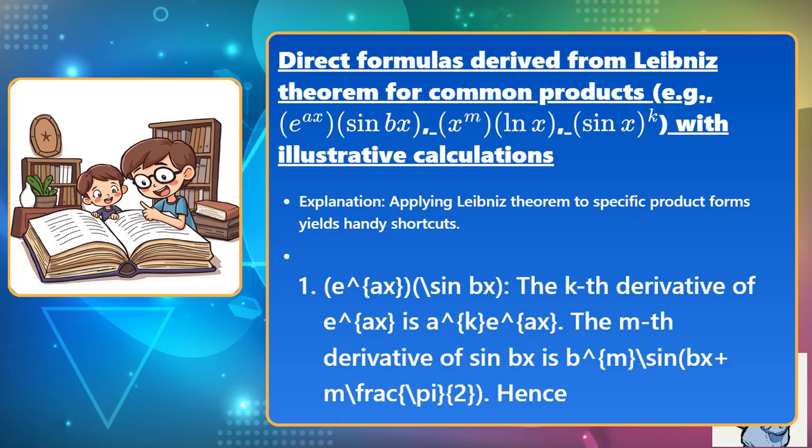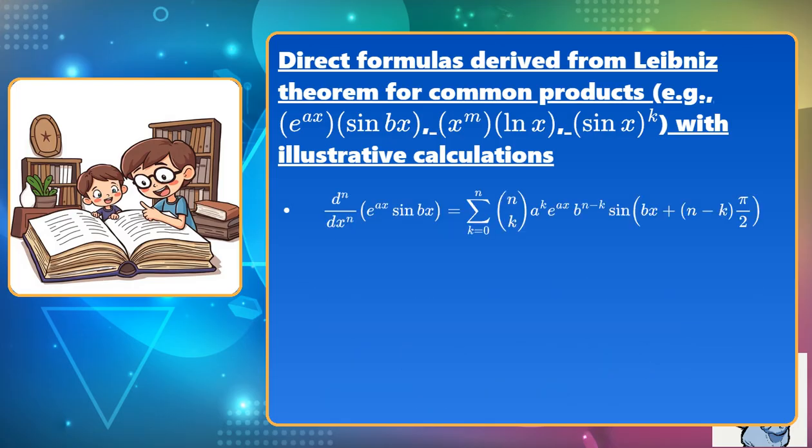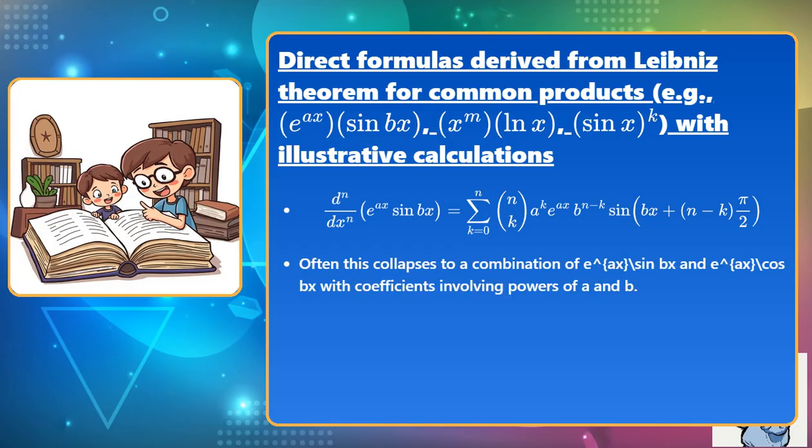Number 1, e to the ax times sine bx. The kth derivative of e to the ax is a to the k e to the ax, and the mth derivative of sine bx is b to the m sine of bx plus m pi over 2. Hence, the nth derivative with respect to x of e to the ax sine bx equals the sum from k equals 0 to n of n choose k times a to the k e to the ax times b to the n minus k sine of bx plus n minus k pi over 2. Often this collapses to a combination of e to the ax sine bx and e to the ax cosine bx with coefficients involving powers of a and b.